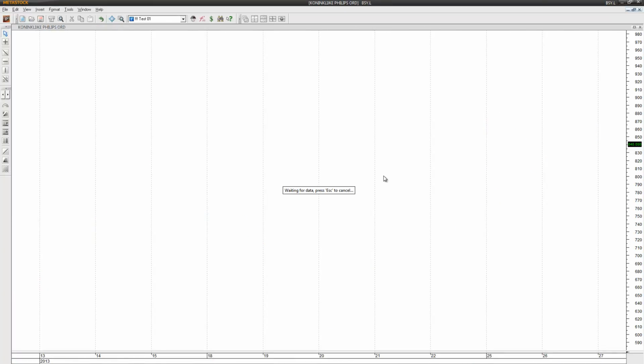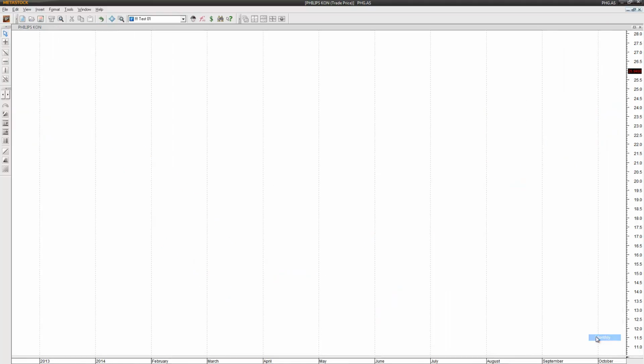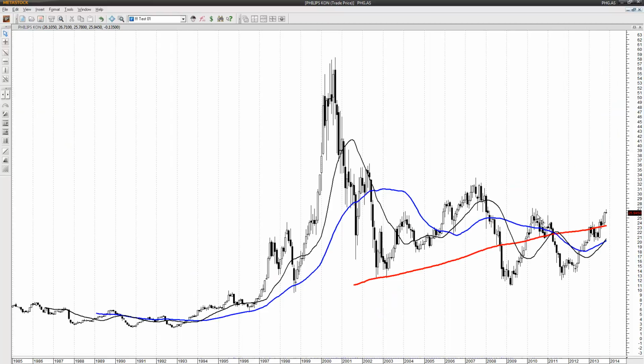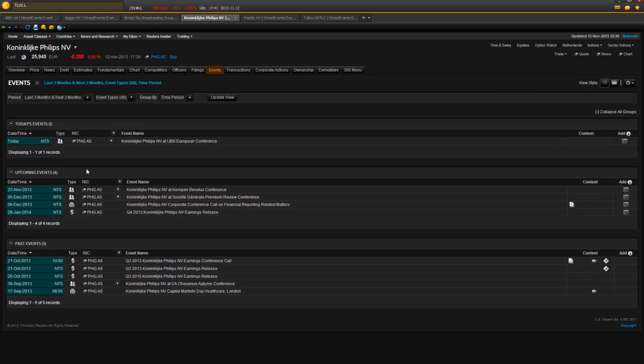Next stock is Philips from the Amsterdam Stock Exchange. And I'm going to use this high peak from 2010. The high is 27 euro, and that's the level I'm going to use for a short sell. Check for earnings. No earnings in the near future.